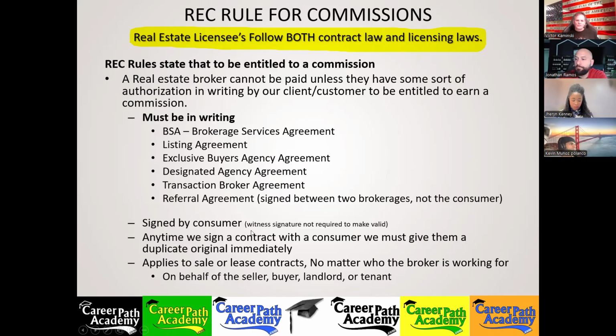It is signed by the consumer. And anytime we sign a contract with a consumer, we have to give them a duplicate original of that contract immediately. And this applies to sales or lease contracts, no matter who the broker is working for, on behalf of the seller, buyer, landlord, or the tenant.